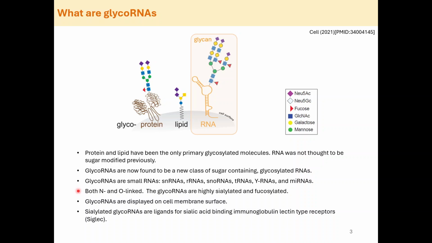Just like glycoproteins that can have sugars added to them via nitrogen or oxygen links, glycoRNAs can be linked via N or O links. Biochemically, glycoRNA sugars are highly sialylated and fucosylated. Due to glycosylation, glycoRNAs are located mostly on the cell membrane surface, very different from their unmodified small RNA locations, such as cytosol, nucleus, or ribosomes. Therefore, they are endowed with new biological and molecular functions fundamentally different from their unmodified counterparts. For example, sialylated glycoRNAs are ligands for sialic acid-binding immunoglobulin-like lectin receptors, Siglecs.